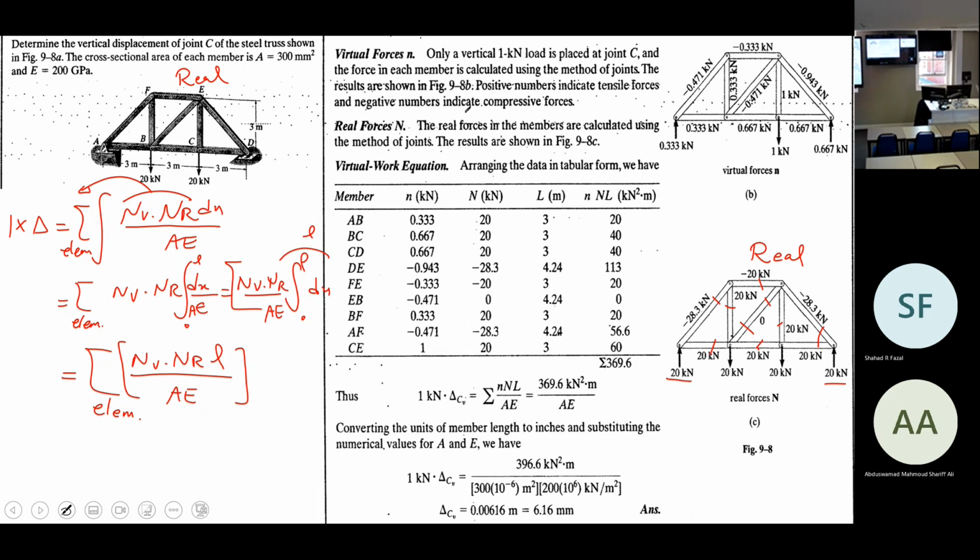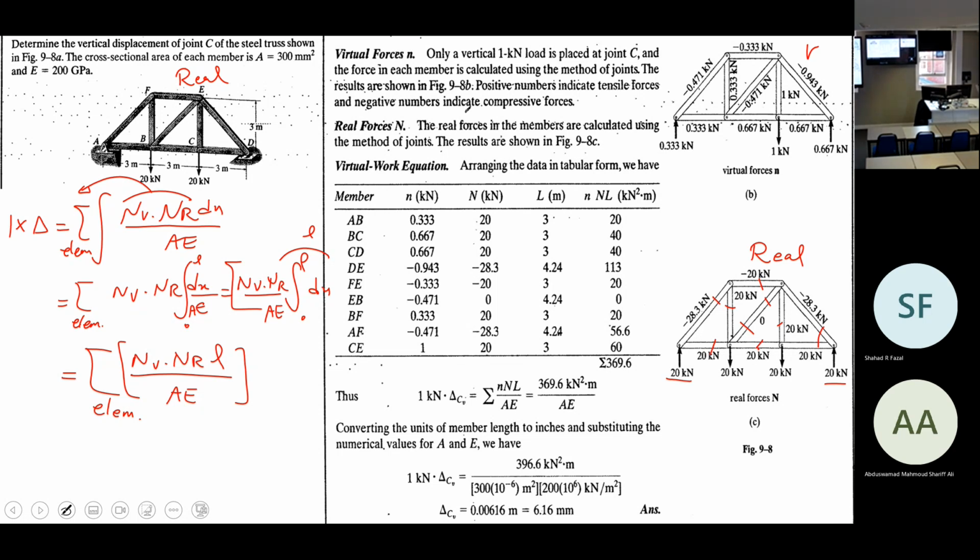The virtual structure is the same structure, but the loading is up to you to write, to load whatever you want. What you load depends on what you want to calculate.